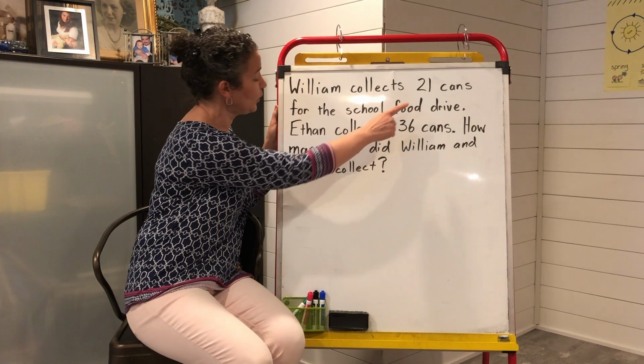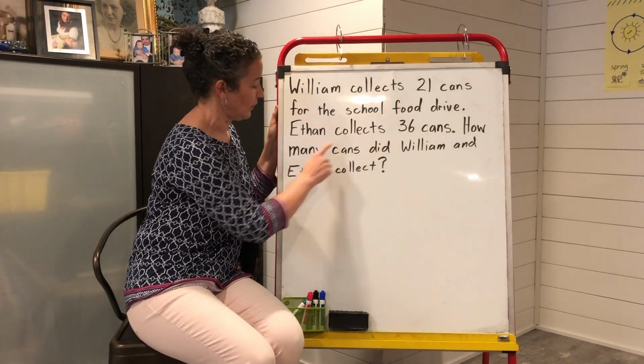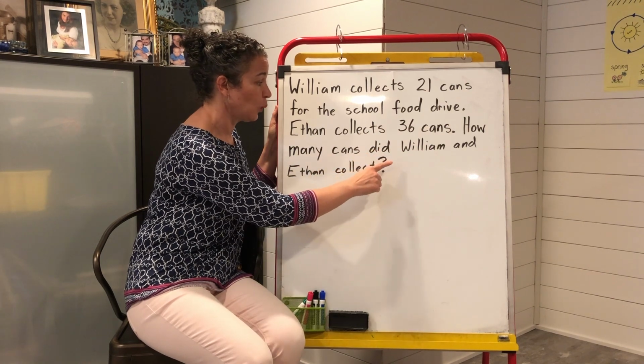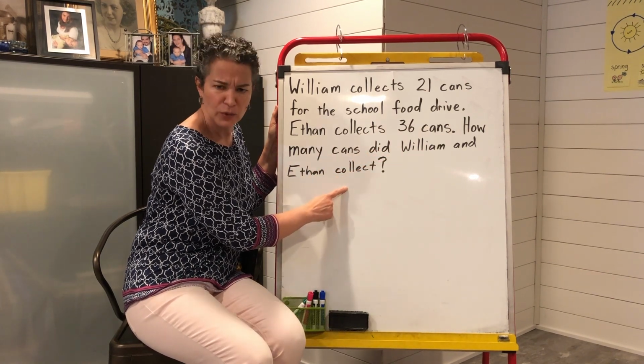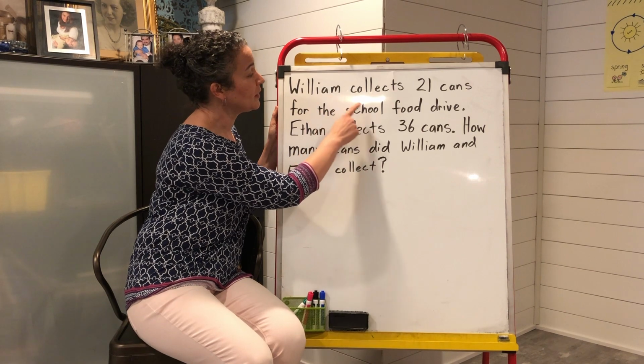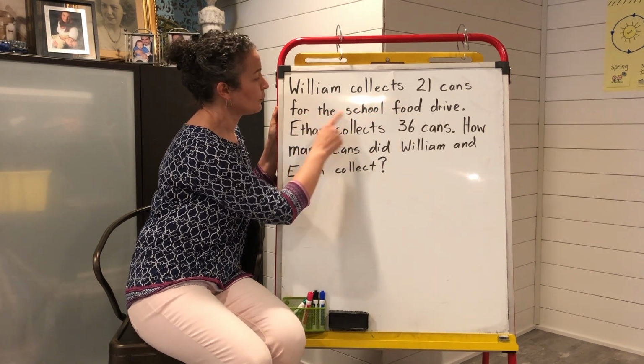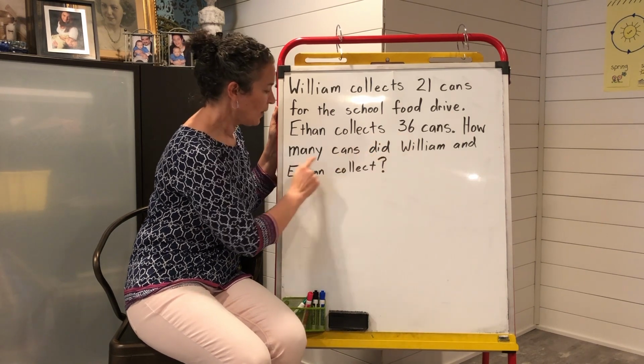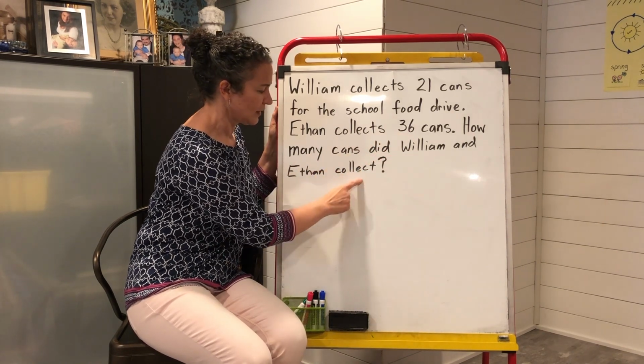William collects 21 cans for the school food drive. Ethan collects 36 cans. How many cans did William and Ethan collect? Read it with me this time. William collects 21 cans for the school food drive. Ethan collects 36 cans. How many cans did William and Ethan collect?